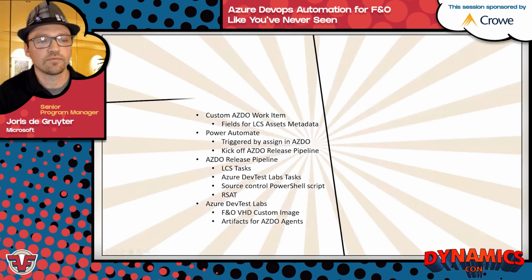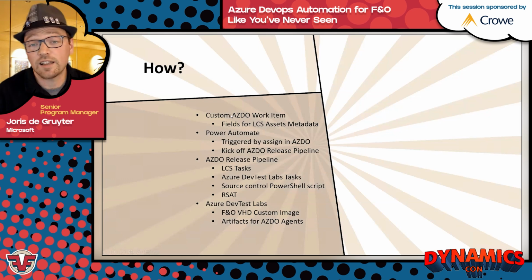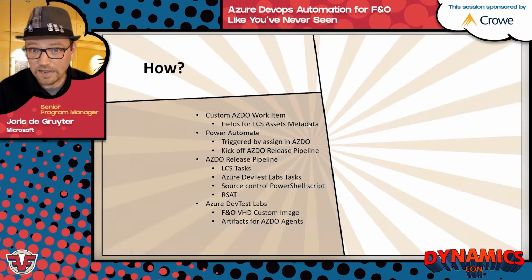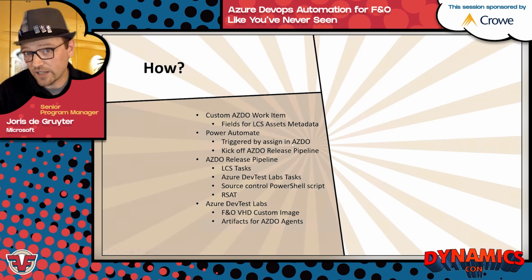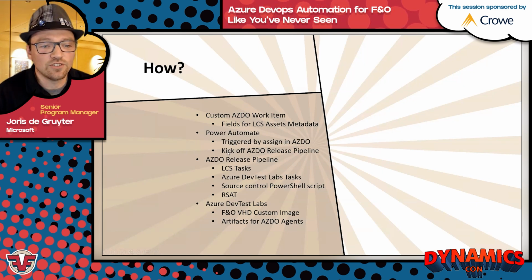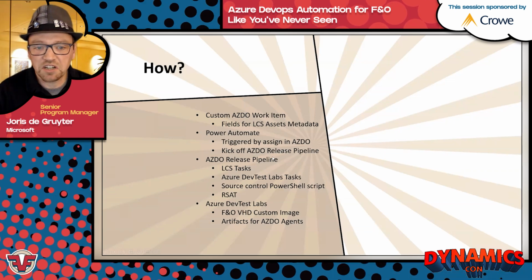There we go. So how are we really going to do this? So like I said, I've customized an Azure DevOps work item with a couple of extra fields of metadata that we need. To actually kick off the Azure DevOps pipeline, I'm using Power Automate. It's a really simple Power Automate flow. It gets triggered when you assign that ticket to that code service, and then it just goes straight into Azure DevOps and kicks off the release pipeline. It's a standard flow. It's super easy to create.